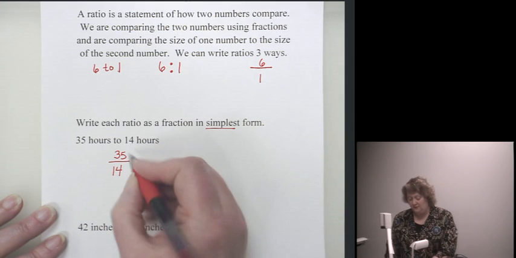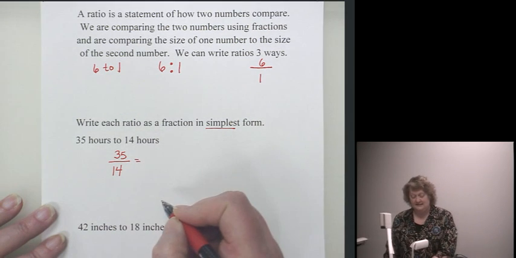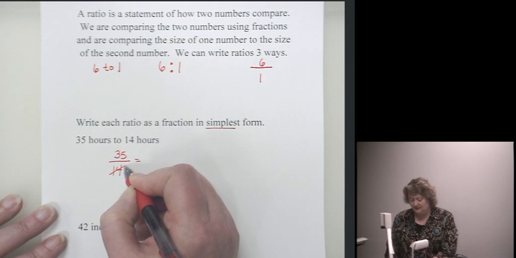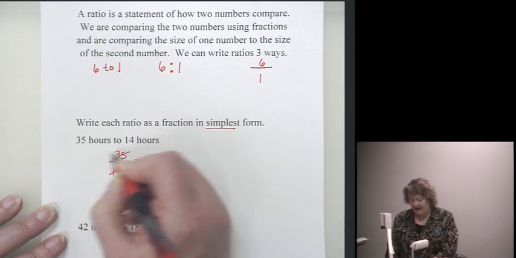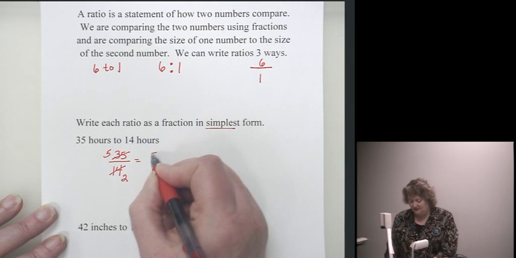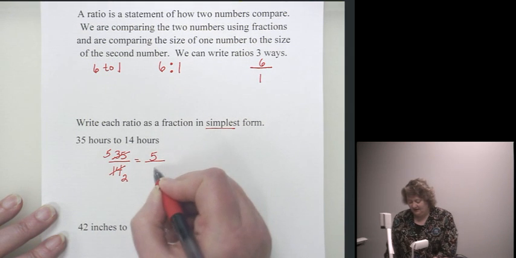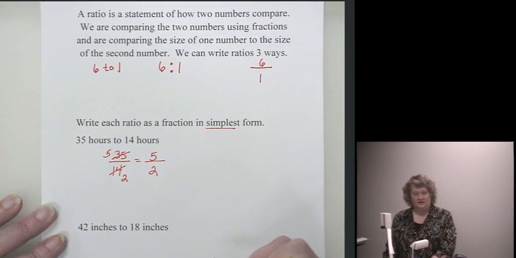What goes into both 35 and 14 is 7. 7 goes into 14 2 times. 7 goes into 35 5 times. So that's a 5 to 2 ratio.